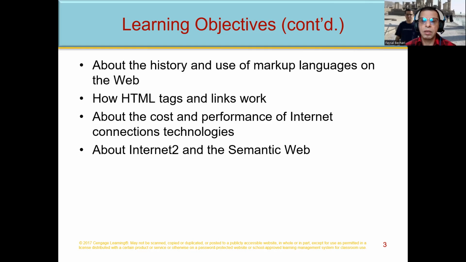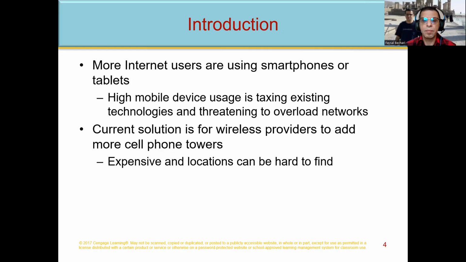And we're also going to talk about the cost and the performance of internet connections and how the cost occurs, such as towering and connections. And we'll talk a little bit about Internet2 and the semantic web.